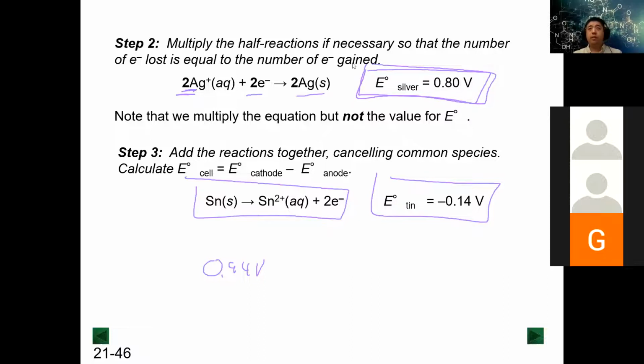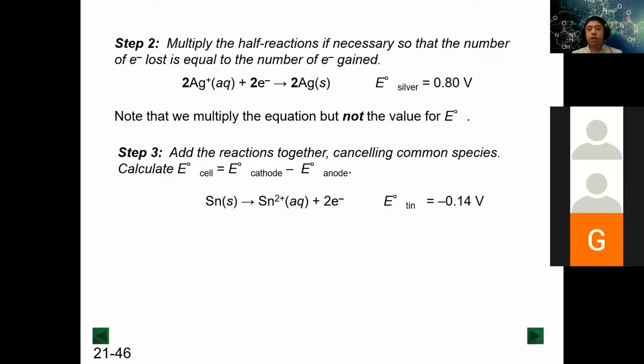So my biggest hint for you and my biggest advice: don't mess with the standard reduction potentials. Keep them the same value. Do not change them. Do not flip them. Do not do anything with them. Take them as is, put them where they belong, subtract them, get your answer. Any questions?